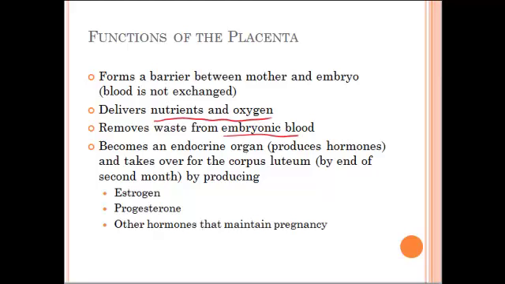The placenta also becomes an endocrine organ. So initially, the corpus luteum, which was formed from the follicular cells, produces estrogen and progesterone to keep the pregnancy going. But by the end of the second month, the placenta now takes over the production of estrogen, progesterone, and other hormones that help maintain the pregnancy.